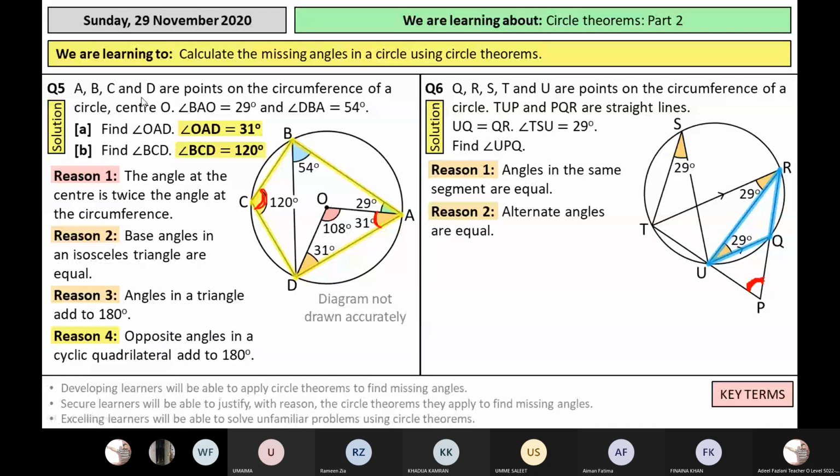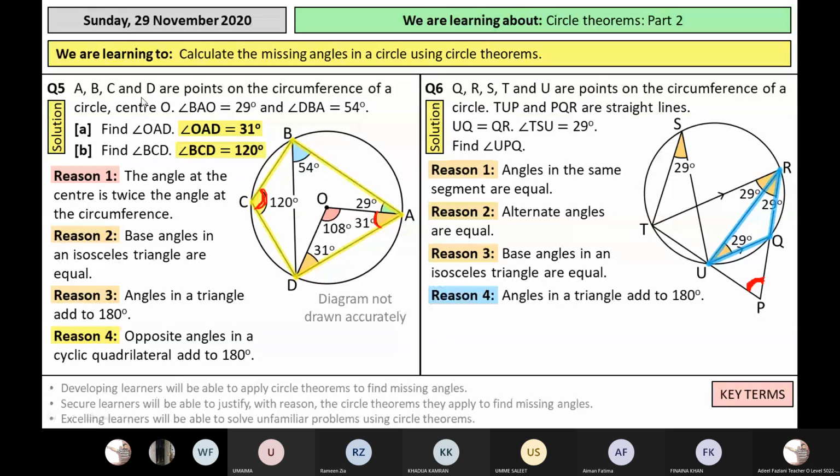Target the triangle once again. Once you have targeted the triangle, the base angles in an isosceles triangle are equal. Yes or no? Yes, sir. Okay. Once the base angles of an isosceles triangle are equal, if this is 29, that is also 29. Yes? Till here it is clear? Now moving to angles in a triangle add up to 180 degrees. So if this is 29, that is 29.